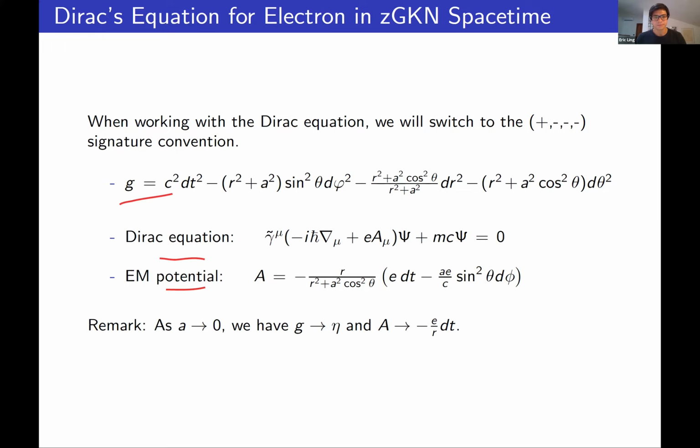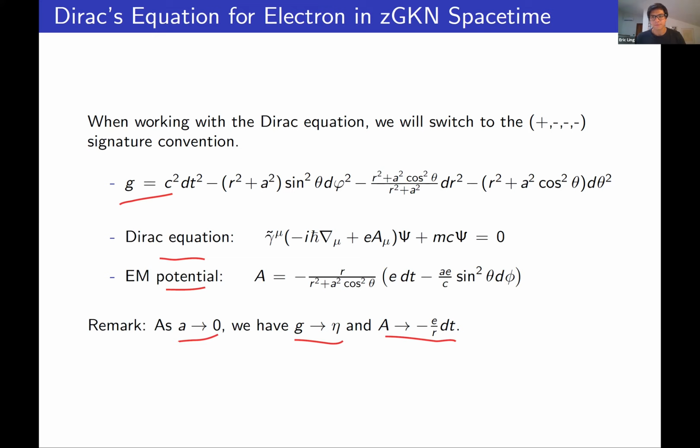Now, let's just make a remark. If we send A to zero, then formally the metric approaches the Minkowski metric and the electromagnetic potential approaches that of just a Coulomb potential. So in some sense, as you're taking A to zero, you're recovering the usual problem of the electron in a proton's Coulomb field in Minkowski space.